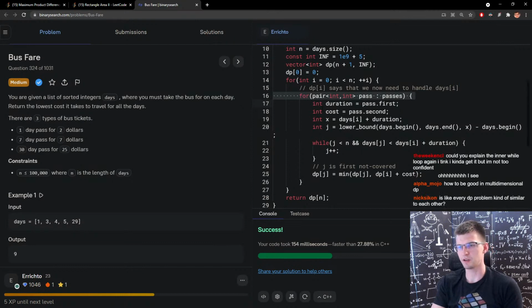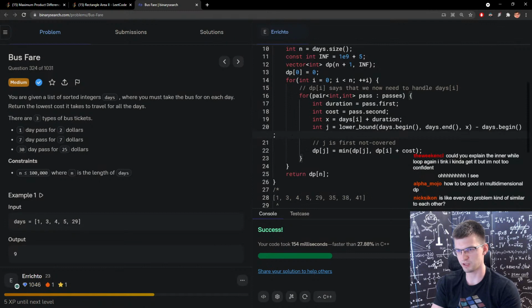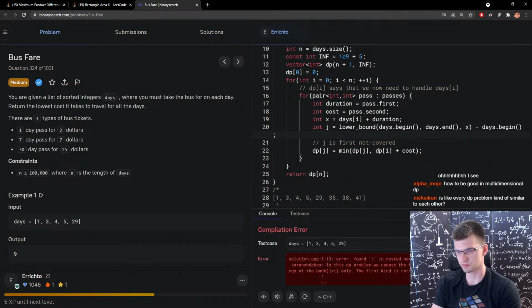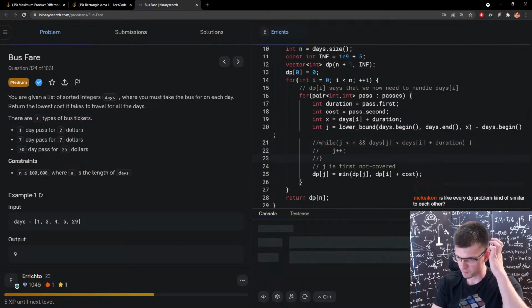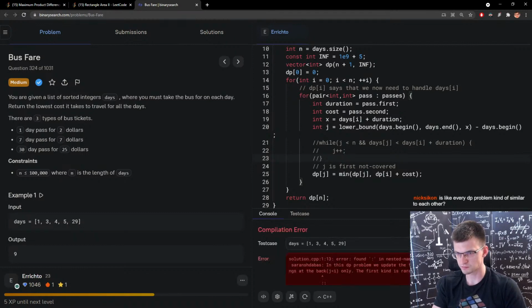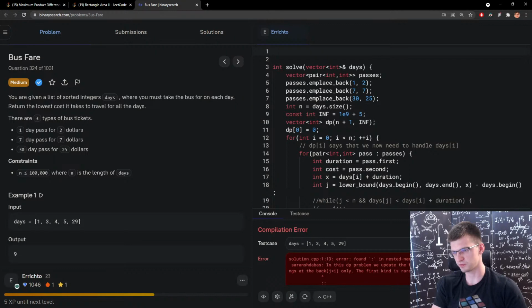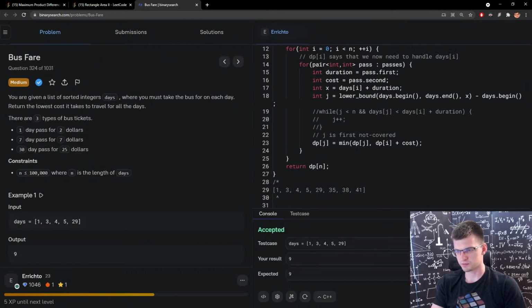Inner while loop. Oh wait, why did I use lower bound and this? What happened? This while loop I should have erased if I have a lower bound. What do you want now? Oh, and I need to remove the comment, of course.